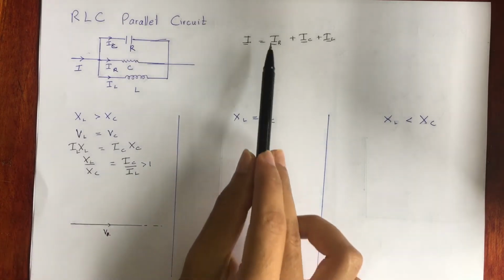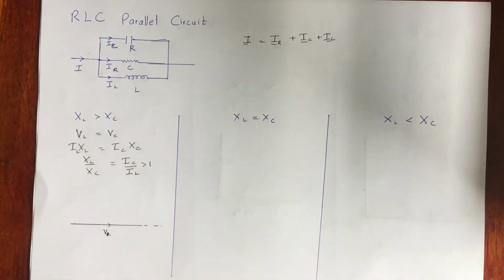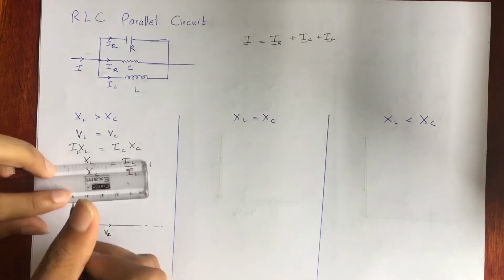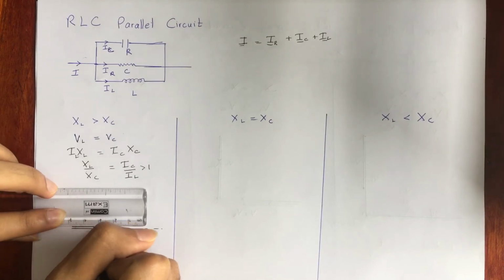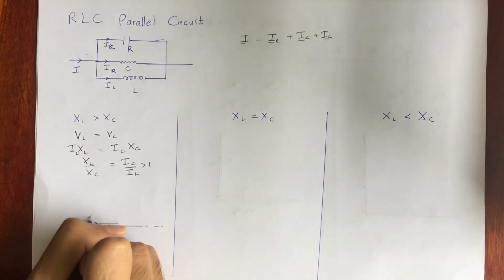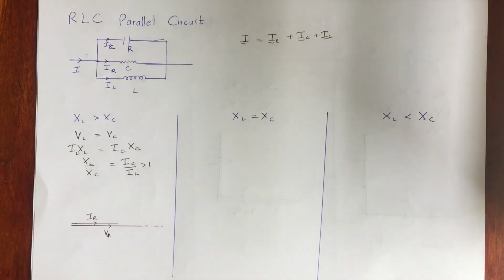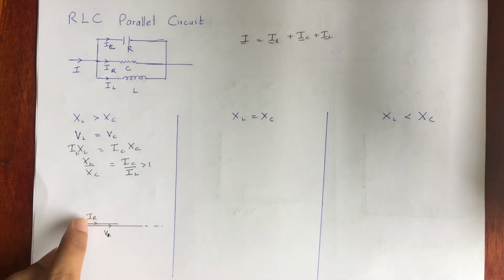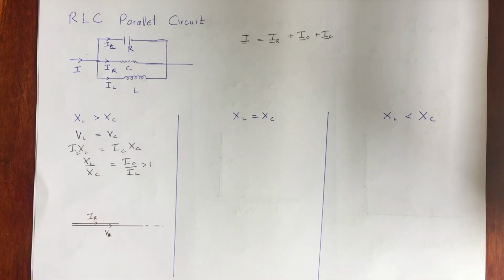So let's draw the IR part first. I'm going to draw the IR part first. The current I is going to be in the same direction as VR, because when we were studying the resistor circuit, we noted that the angle between the voltage of that resistor and the current of that resistor would be 0. It simply means they are in the same phase. The voltage and current are in the same phase for a resistor. So we can directly draw it like this.